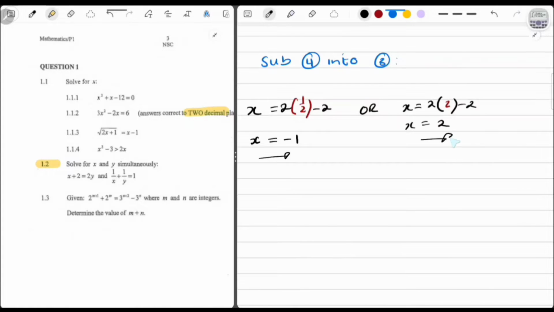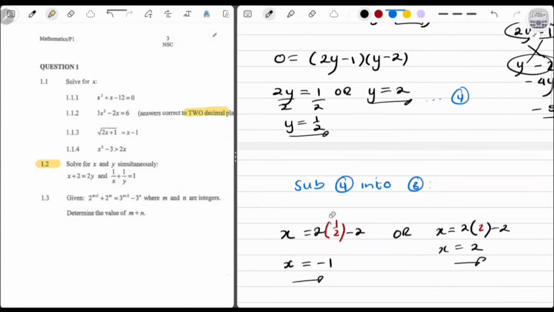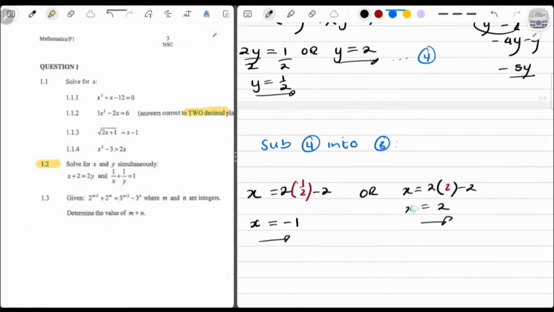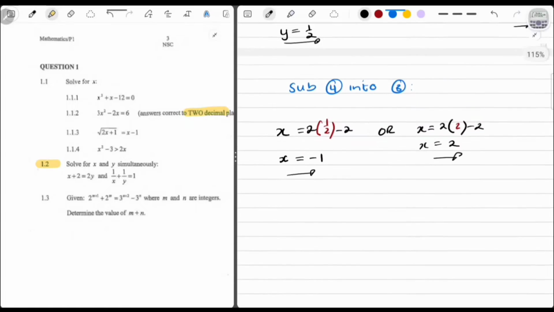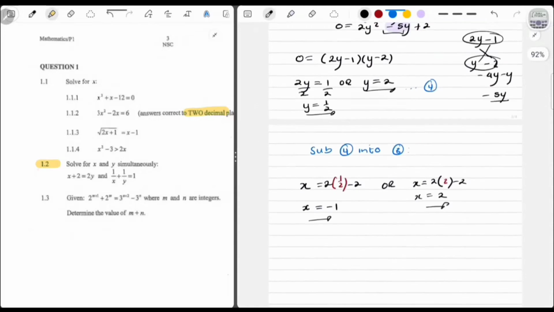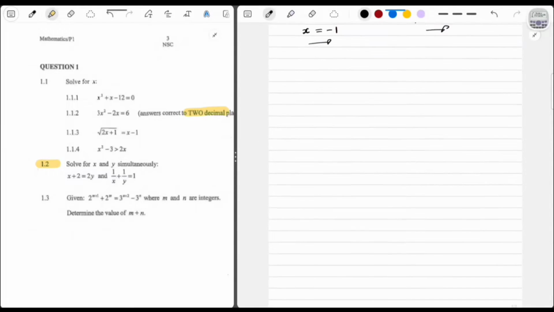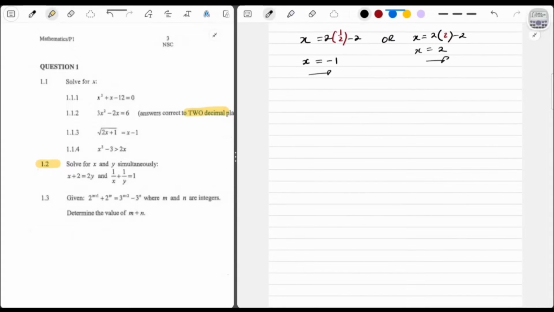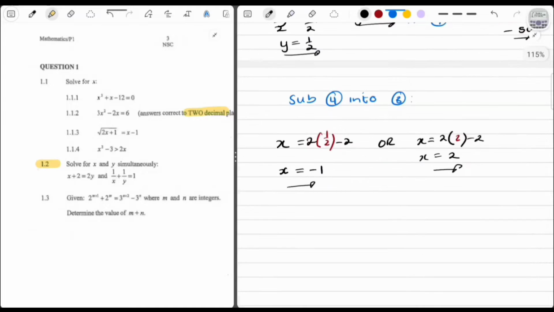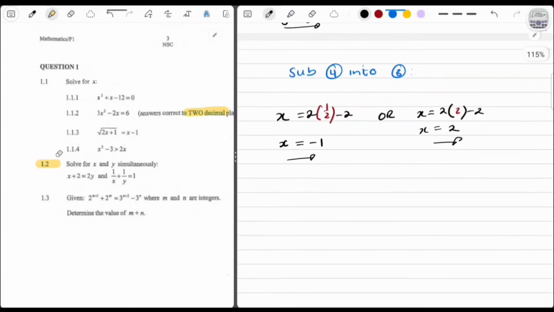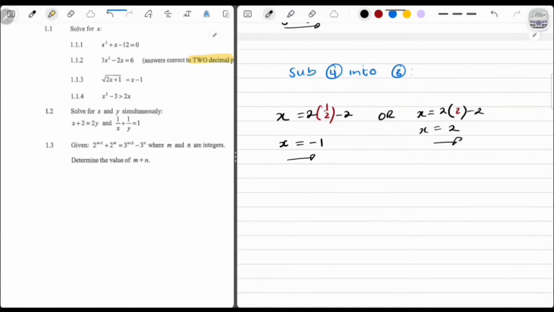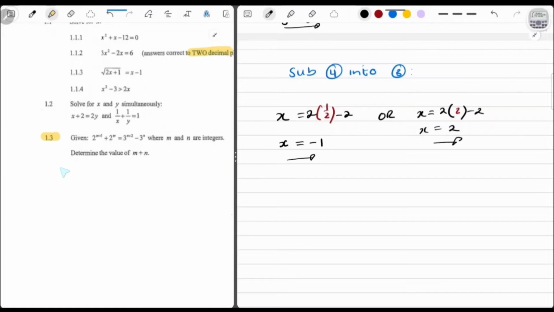So there are our answers. It's either that x is equal to negative 1 and y is equal to a half, or that x is equal to 2 and y is equal to 2. Those are our points of intersection, really, because that's what a simultaneous equation is. It's two graphs that are intersecting, and you're finding the x and y values of the points of intersection. Okay, so that is 1.2 done, and now we are on 1.3.